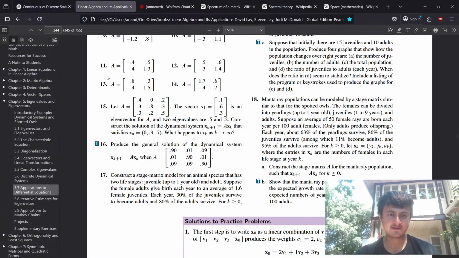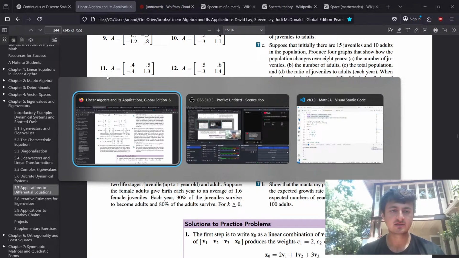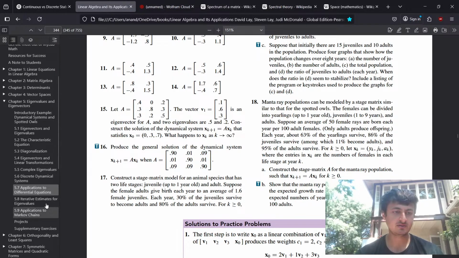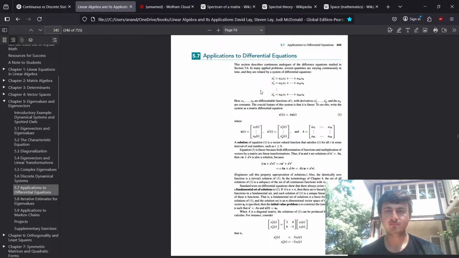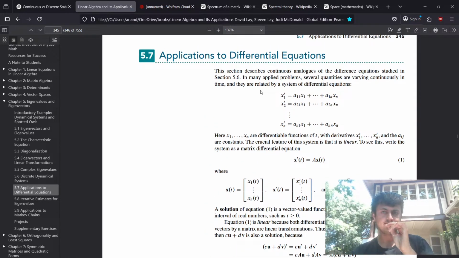Okay, so that is it. We're not going to do these other applied problems because they're boring. So then we are just going to hop into 5.7, right? Yeah. Okay, so I'll be right back.